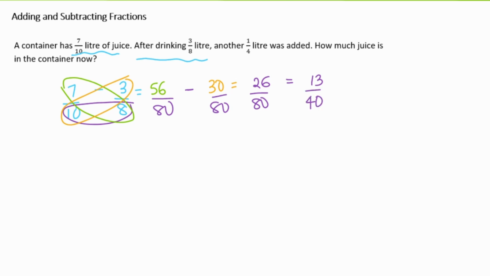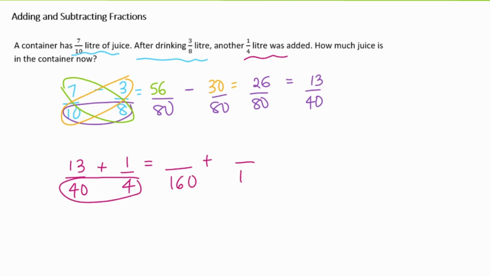So after drinking 3/8 of a litre, 13/40 is left in the container. After this, another 1/4 litre is being added. So we have to take the 13/40 and add a 1/4. So again, we're going to multiply to get a common denominator, which will be 160.